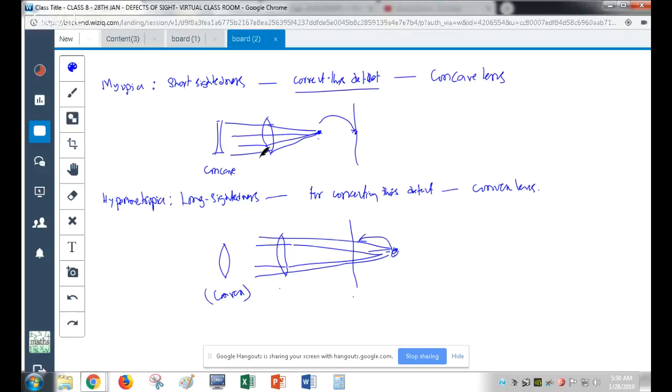So then one more question may come. What is the reason the people will get myopia? The reason is the eye lens becomes thick. If the eye lens becomes thick, the people will get myopia. Then what is the reason for hypermetropia? The reason for hypermetropia, that is long-sightedness, is that the eye lens becomes thinner. That is the reason these people have hypermetropia. Okay? I hope you understand.